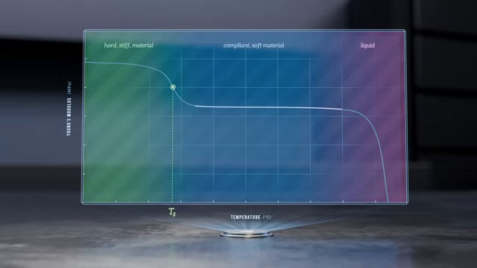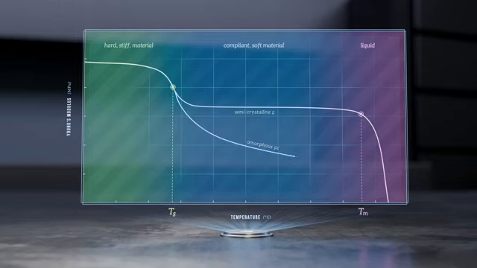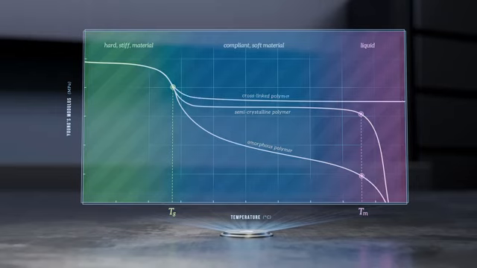At sufficiently high temperatures, the crystalline regions of the material lose their ordered structure, which transforms the ductile material into a liquid. This change occurs at the melting temperature, Tm. Amorphous polymers have no ordered crystalline regions to hold everything together, so they tend to soften gradually above Tg, instead of having a well-defined melting point. And thermosets, with their rigid cross-linked structure, don't have a melting point at all.